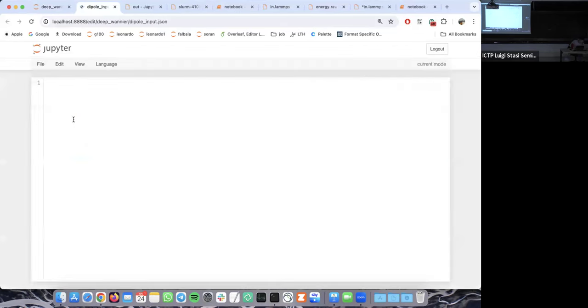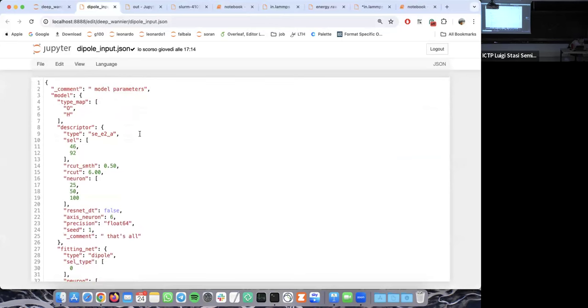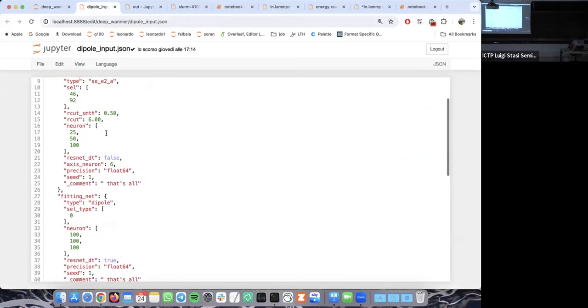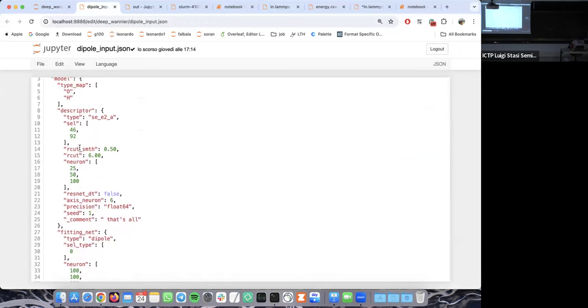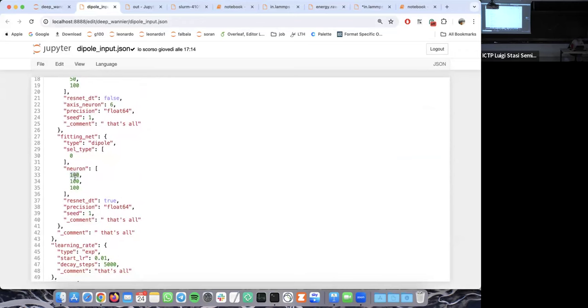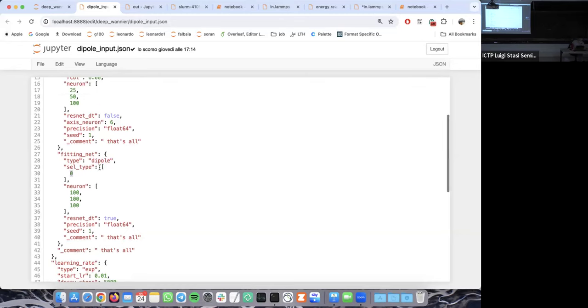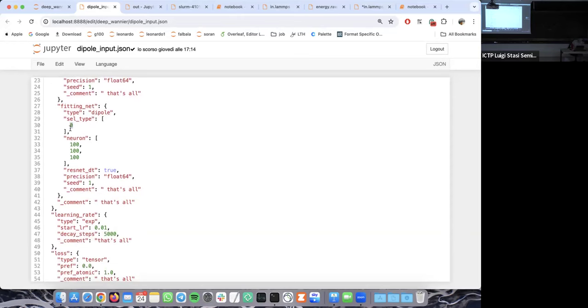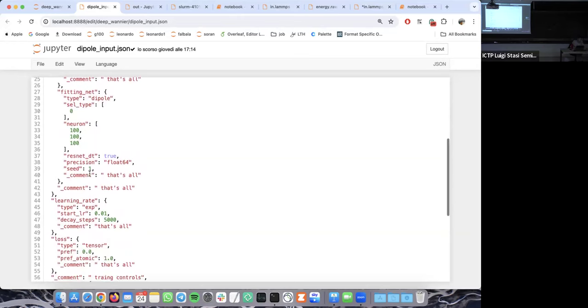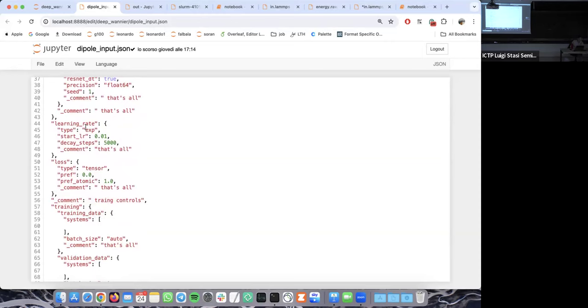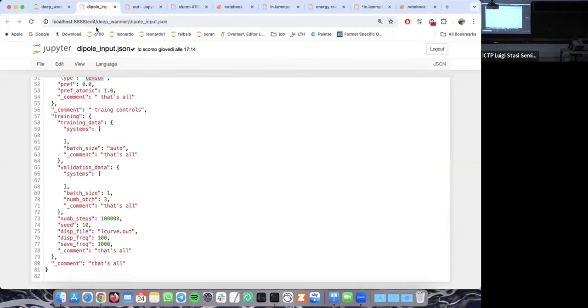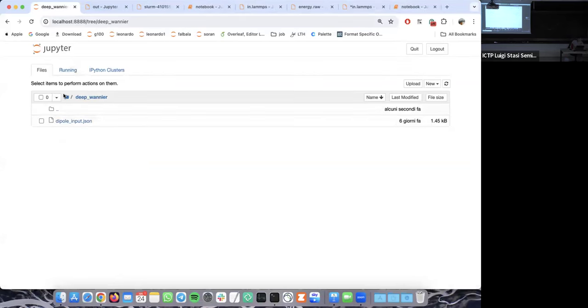Okay, now this is an input for training a Deep Wannier model, for predicting the Wannier centroids. The same parameters as before for the descriptors. For the fitting net, the type is not ener, so not energy but dipole. The sel type means to which atom you want to associate the Wannier centroid, in this case oxygen, because this is water and zero is oxygen. The fitting net is 100 100 100, a bit smaller than the previous one, because this is a bit simpler to learn. The loss function is different, it is tensor, and that's all. And you end up with the same kind of model as before.